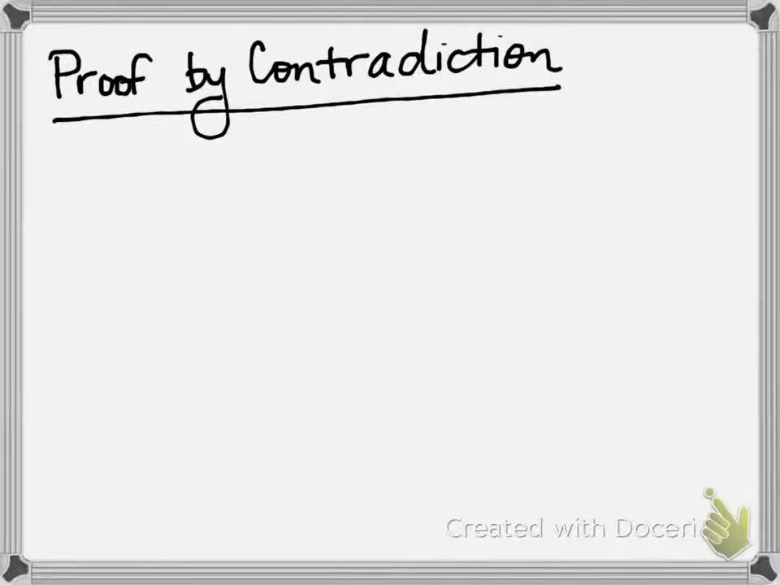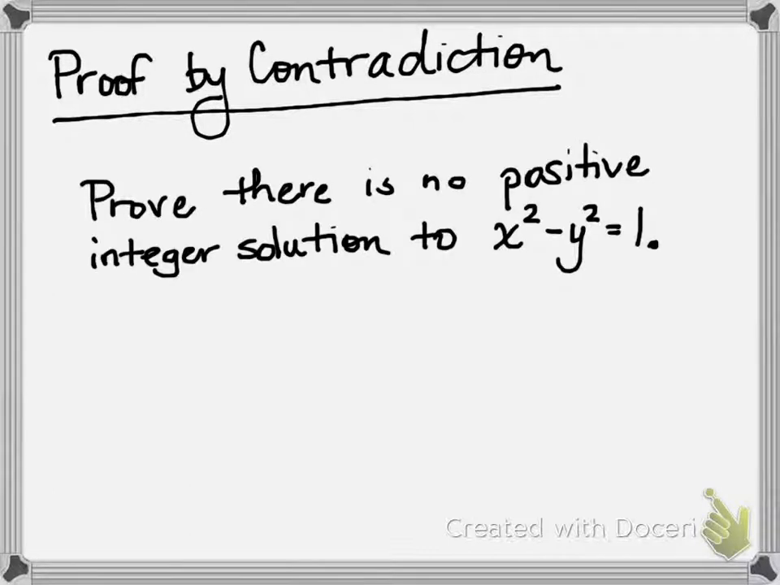Hi, here's another video to help you with proof techniques. Again, for those of you who have not seen proofs, this is intended to help you get a better feeling for what we're doing. So here's something we might want to prove. Prove that there is no positive integer solution to x squared minus y squared equals 1.